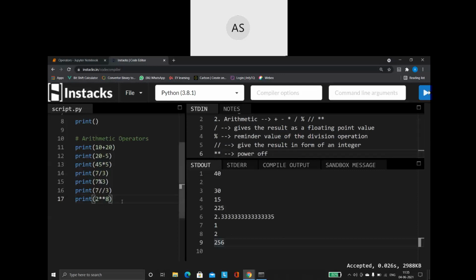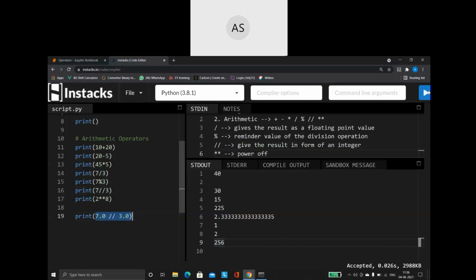Superb. Now, what are the important points I was telling you about? Just have a look here. I am saying print 7.0 floor division 3.0. You see the difference between this and this? This is an integer number, 7 floor division 3. It is an integer number, whole numbers, no fractional values.